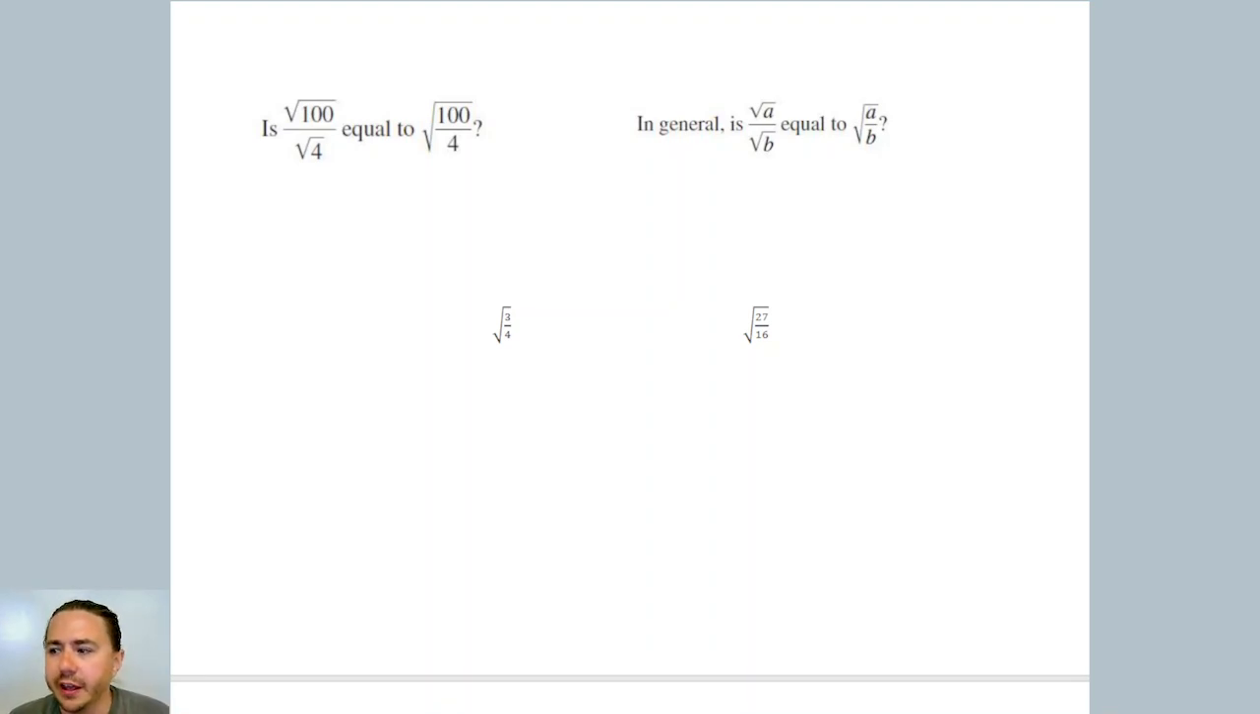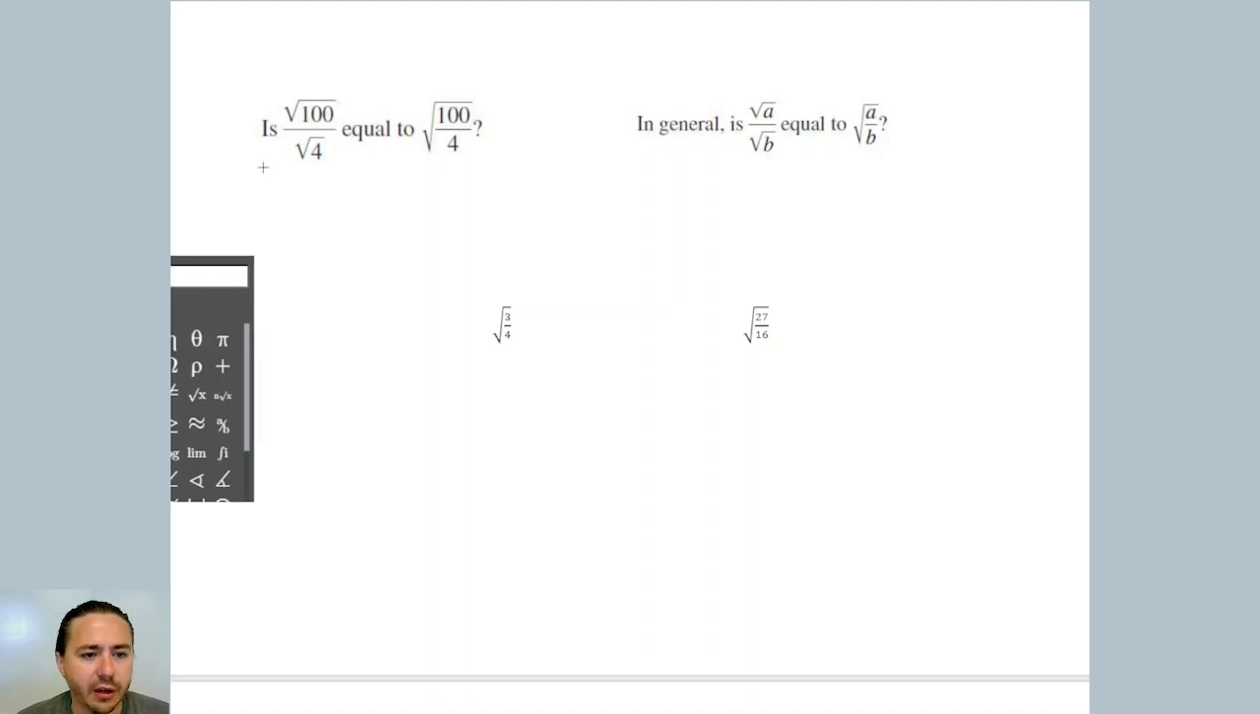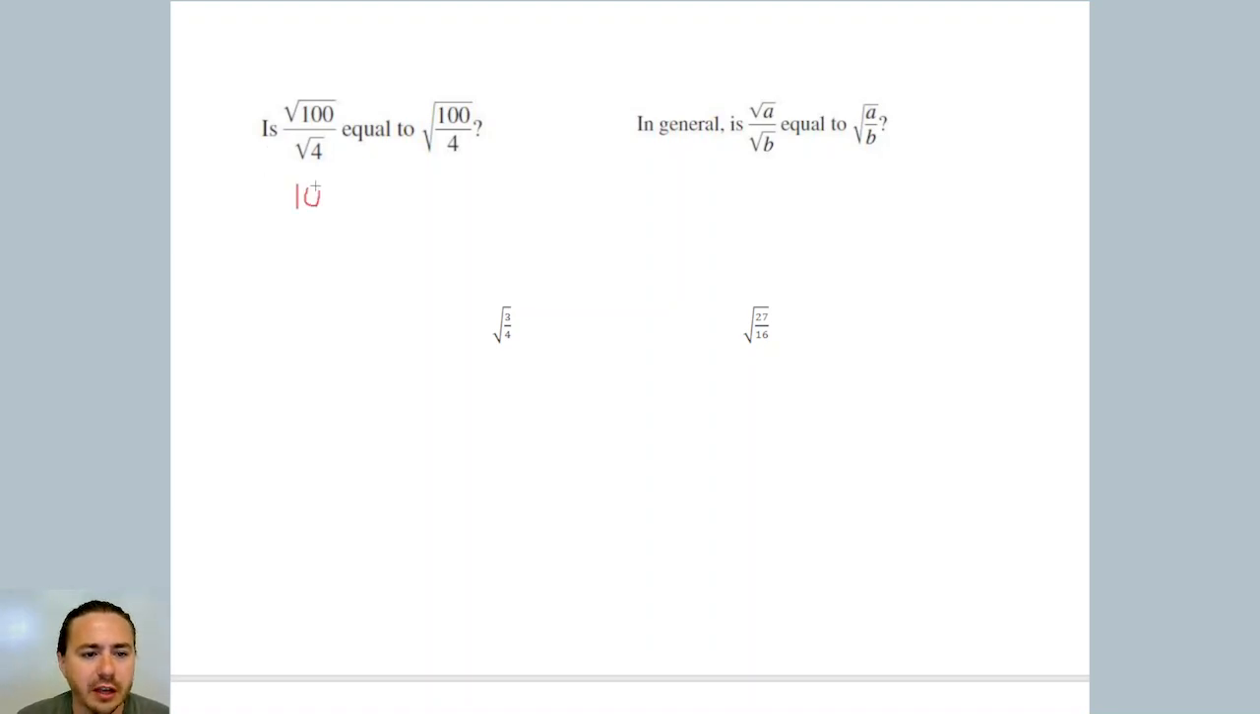Whenever you're dividing square roots, you can actually put them all under the same square root and vice versa. So are these equivalent? Yeah, it's pretty easy to see that they're going to be equivalent because the square root of 100 is 10, the square root of 4 is 2. So is 10 over 2 the same as the square root of 100 divided by 4, which would be the square root of 25? So 10 divided by 2 is 5, and the square root of 25 is 5. So yeah, these are equal.